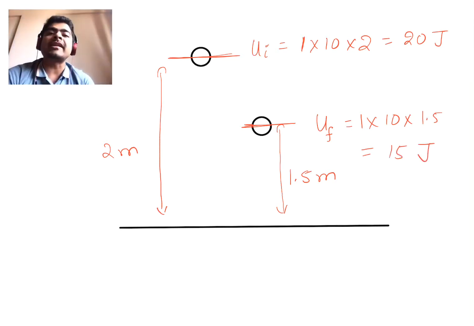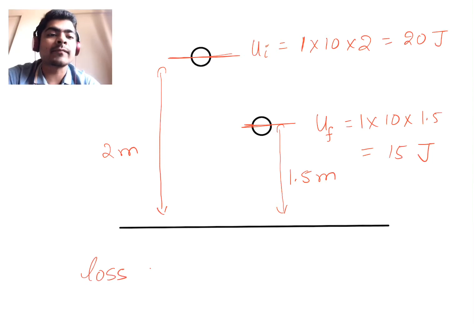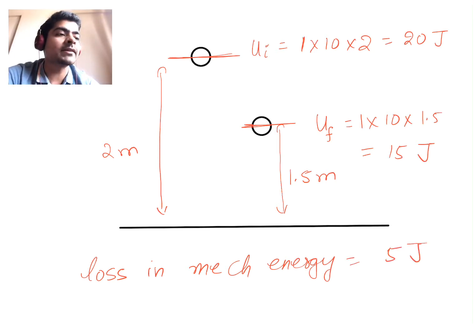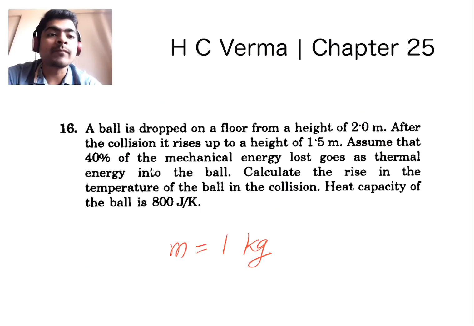Now potential energy is also mechanical energy, right? So here the loss in mechanical energy is how much? Loss in mechanical energy will be 20 minus 15. So that is 5 joules. Okay. Now the question says that 40% of the mechanical energy lost goes as thermal energy.